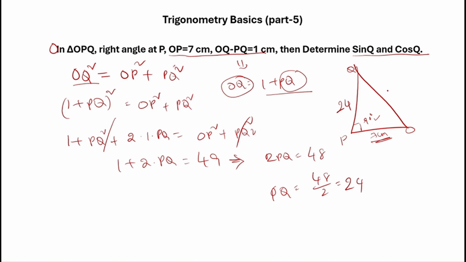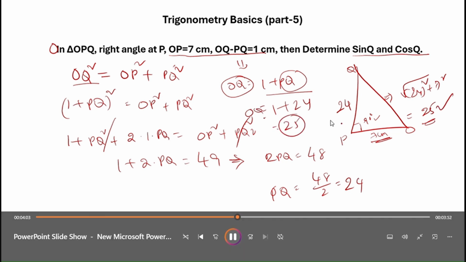Obviously I can find out the hypotenuse, which is equal to square root of side square plus side square. Now I can write square root of side square. One side square is 24 square, another side square 7 square. So which is equal to 25. Otherwise I can use the relation OQ is equal to 1 plus PQ. 1 plus PQ is 24. So 1 plus 24 becomes 25. So that is how I can find out all the sides of a right angle triangle.